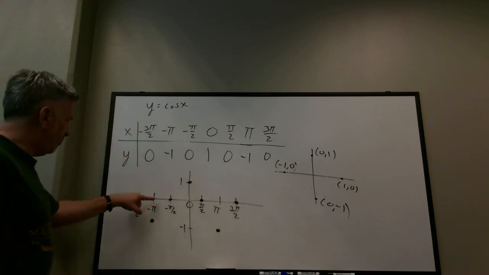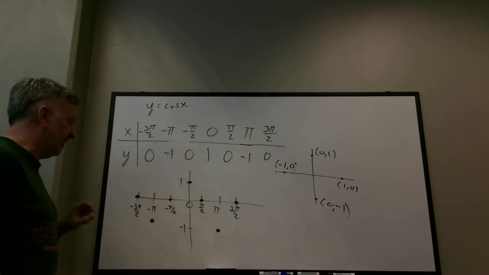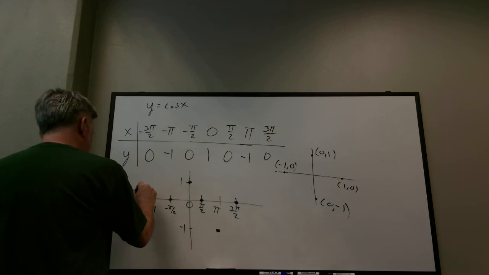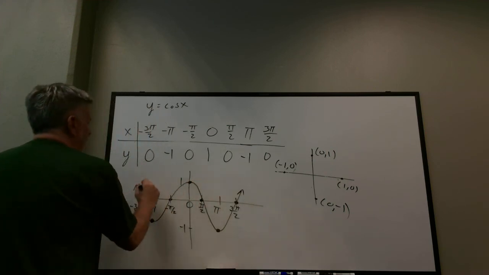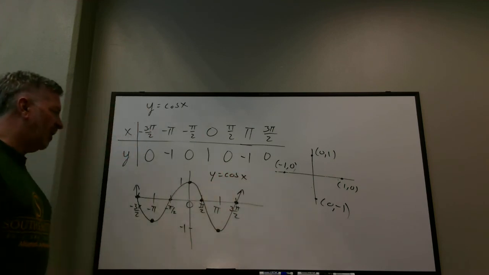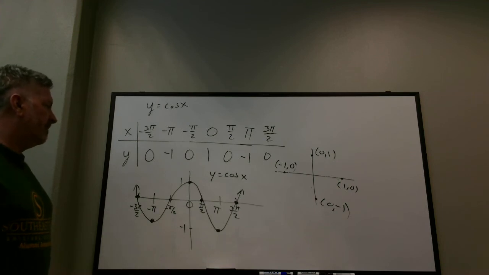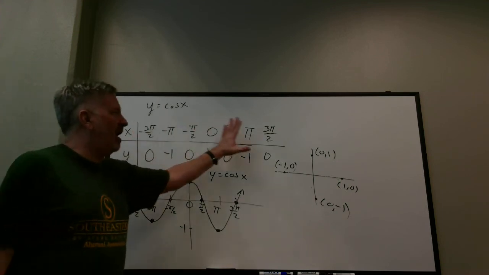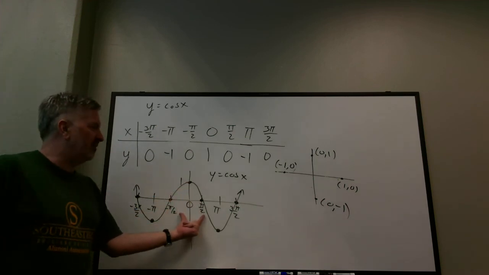And again, if I pick more values in between the quadrantals and add them to my table, you'll see this is curvy as well. It's not line segments. And so it does something like this. So there's your basic cosine x, y equals cosine x function graph. So again, after this point, I'm not going to make tables anymore. You just have to remember what the parent function looks like.